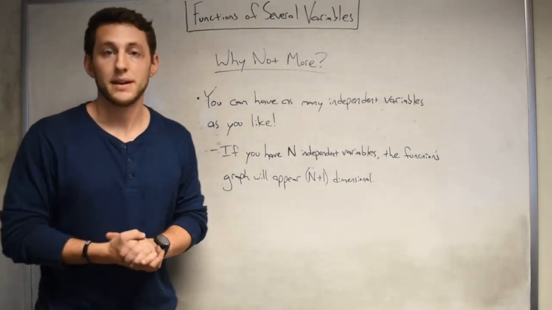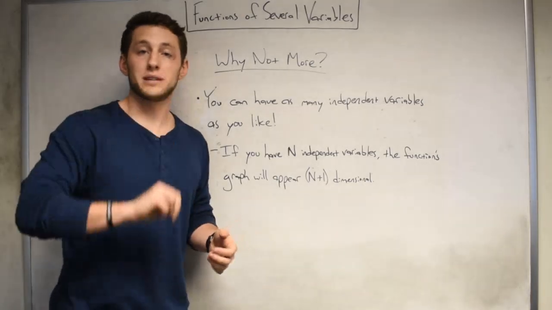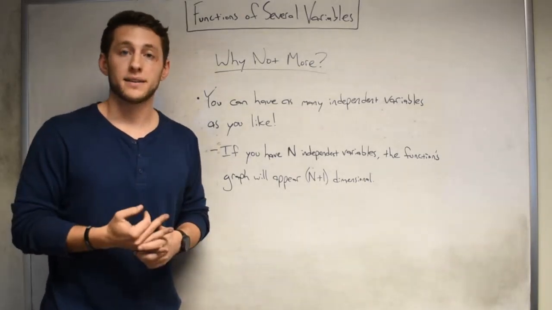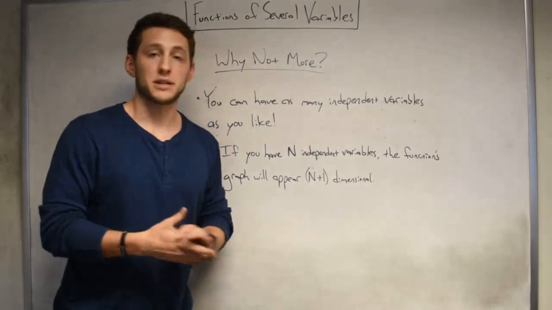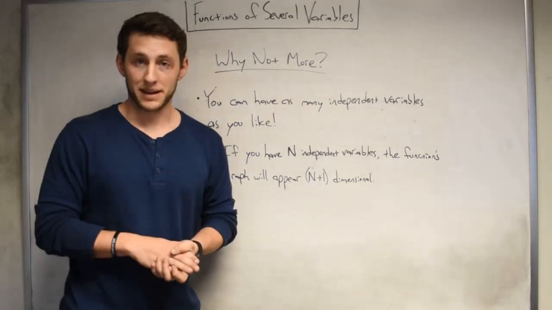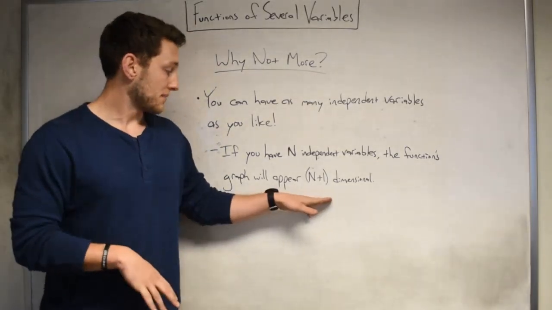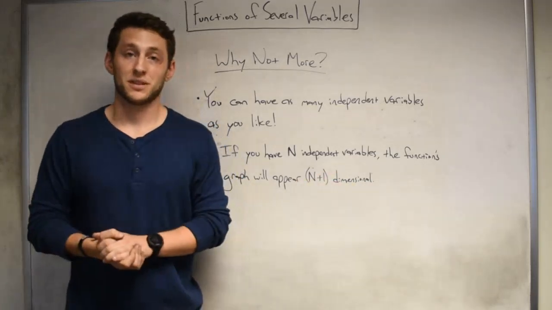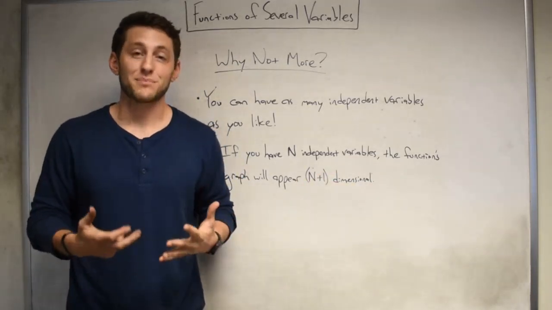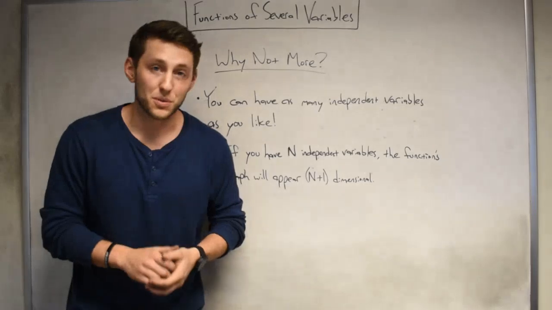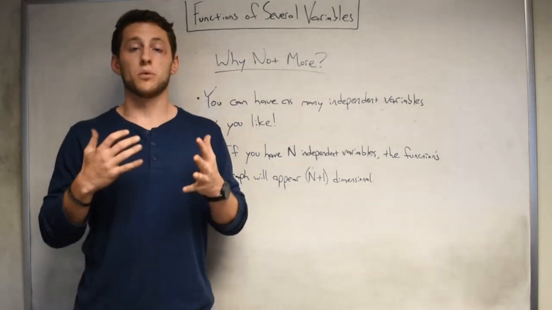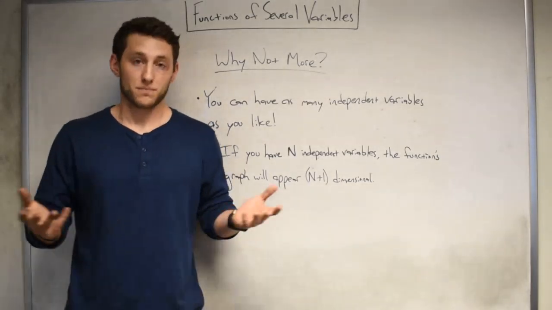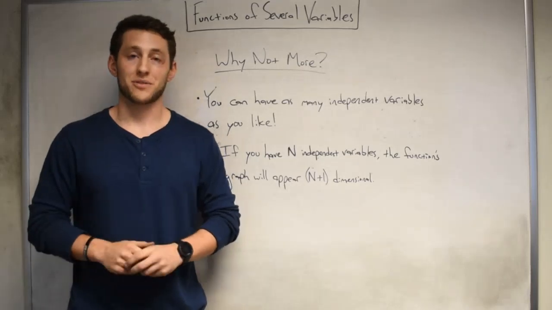So, for example, in our previous one, we had 2 independent variables, x and y, and our graph appeared 3-dimensional. If we had 4 independent variables, we would appear 5-dimensional. So this stuff starts to get quite out of hand pretty quick as far as actually graphing these things goes. So what we'll mostly be concerned with is functions of 2 independent variables.